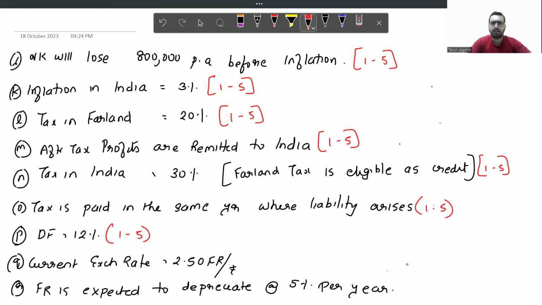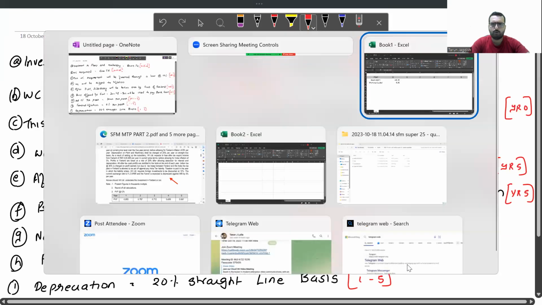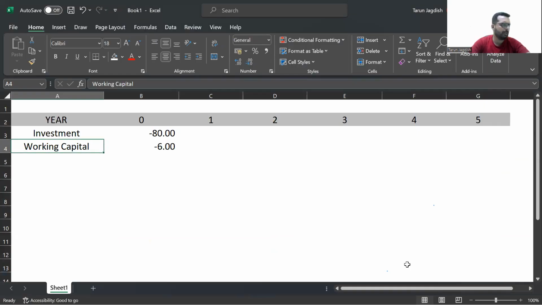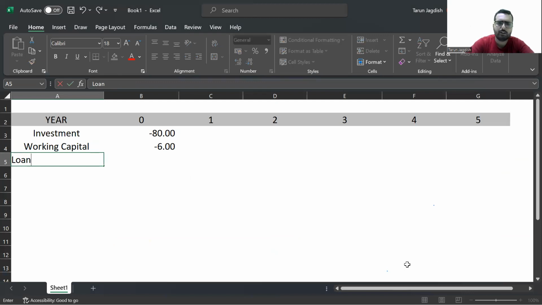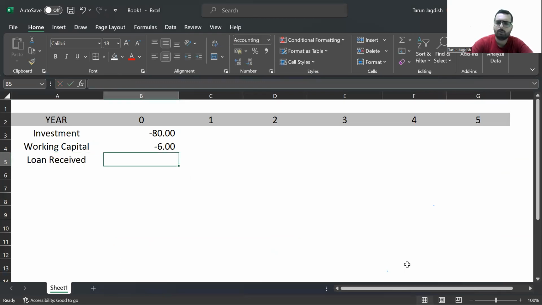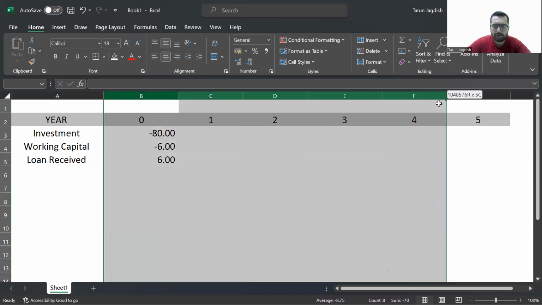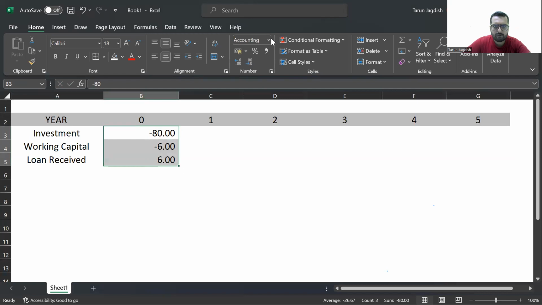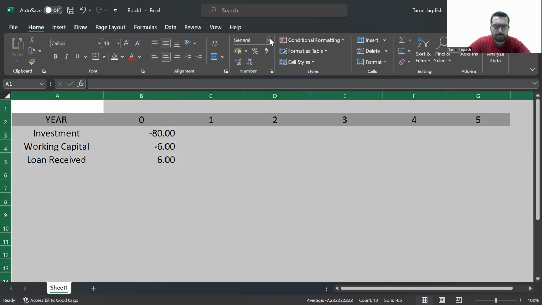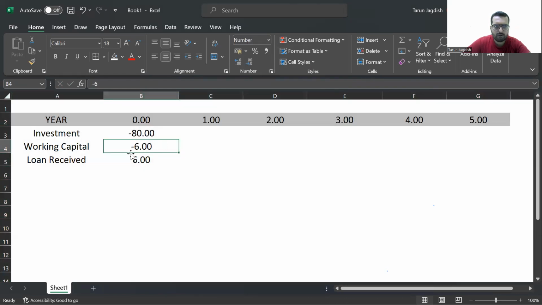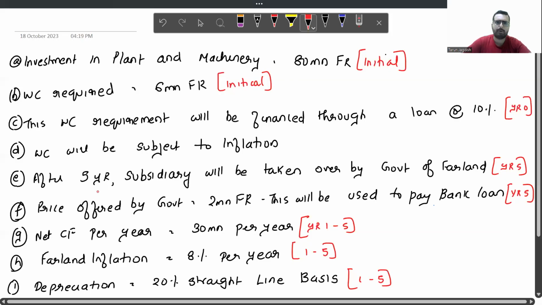Okay. Right. So keeping this, what I will do is I'll go back to the question now. So working capital is coming to how much? 6. But instead of this, what will happen? I will be receiving a loan also. How much loan am I receiving? Plus 6. So my net investment over here turns out to be how much? Only 80. Okay, so I'll put it this way. After we put it this way, then I'll go to the next part.